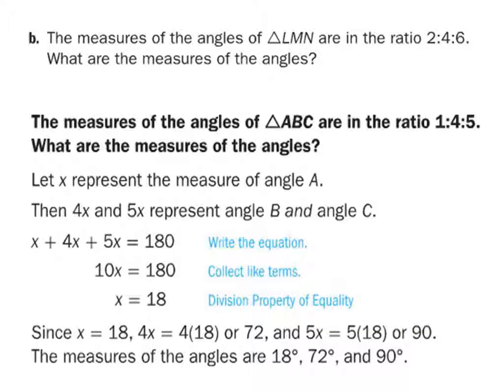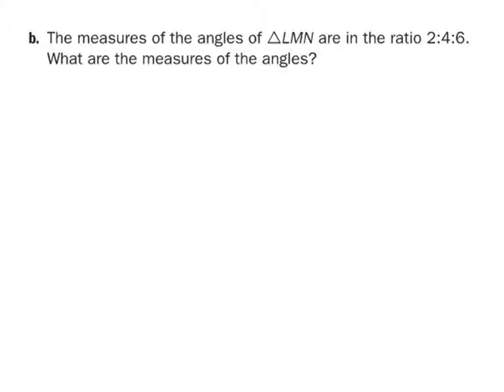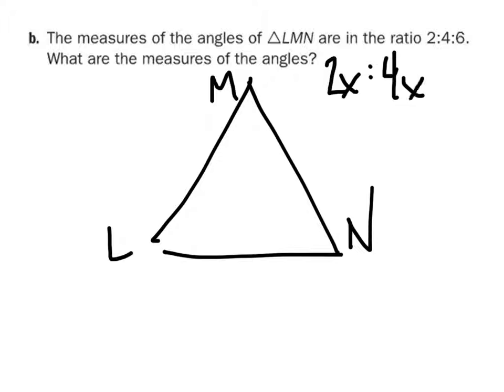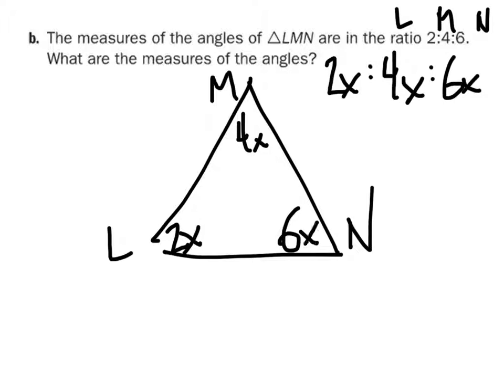Take a moment and figure this one out. Okay, so again, I'm just going to use a quick model here just so I have something to look at. I've got angles L, M, and N. And again, we're going to write these in terms of X's. So you've got 2X, 4X, 6X, okay? So we'll just keep these in order, L, M, and N. So L would be 2X, M is 4X, and N, 6X.